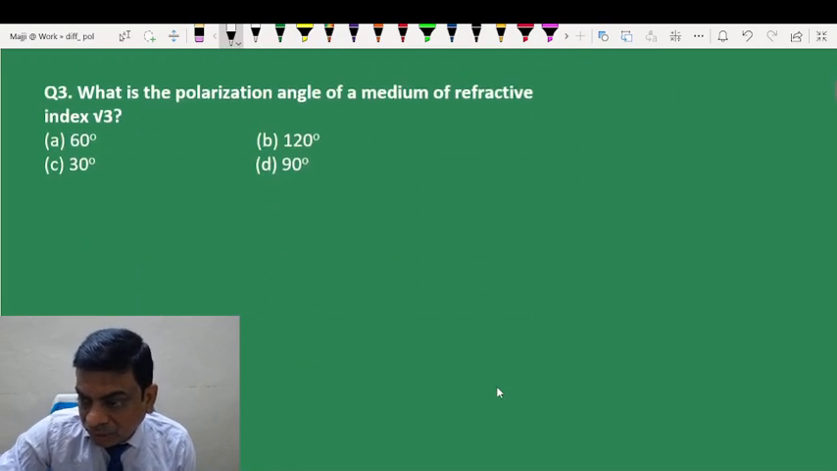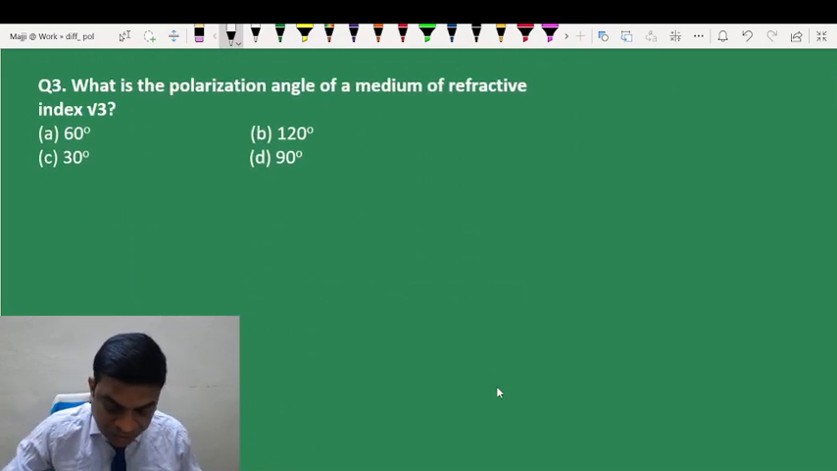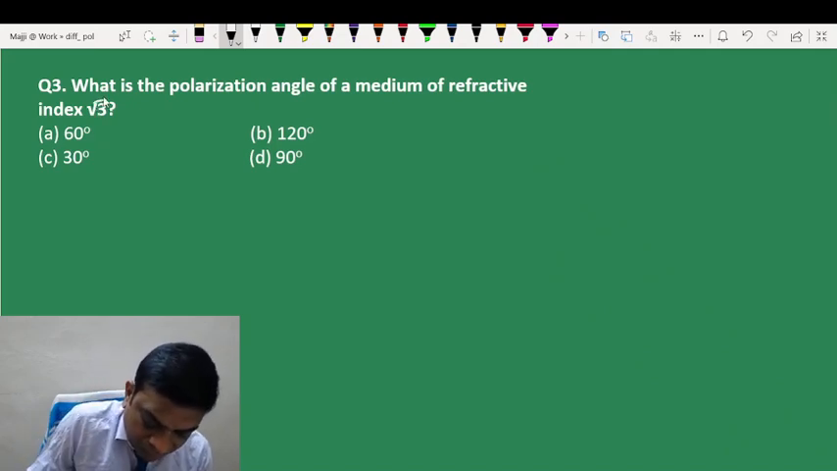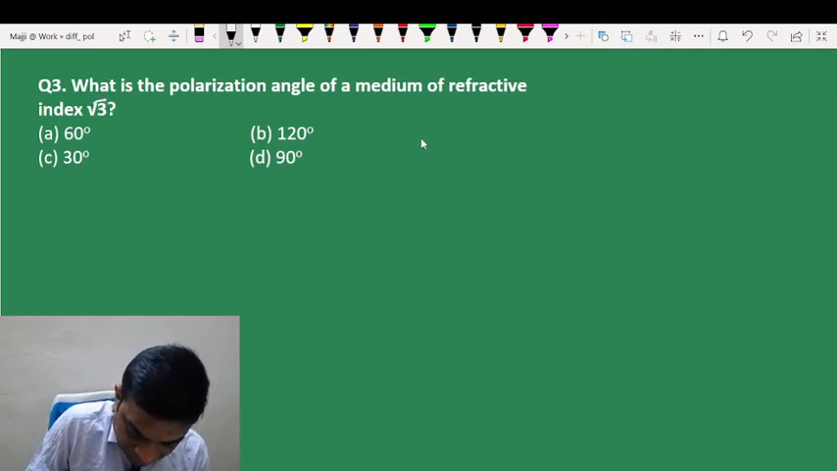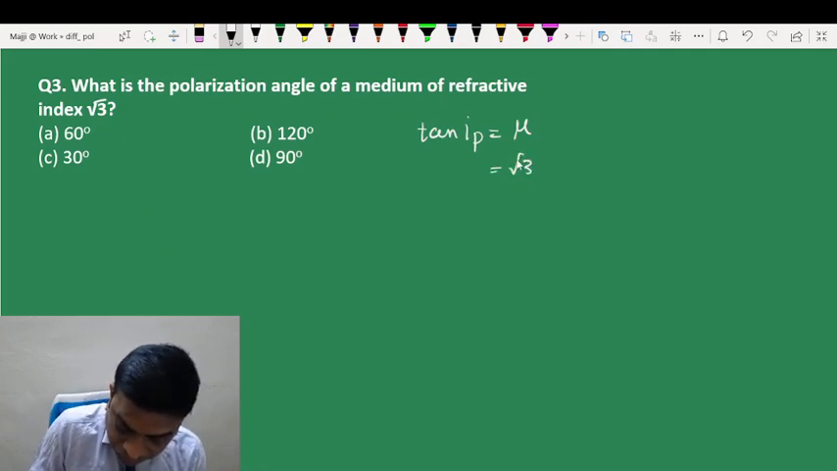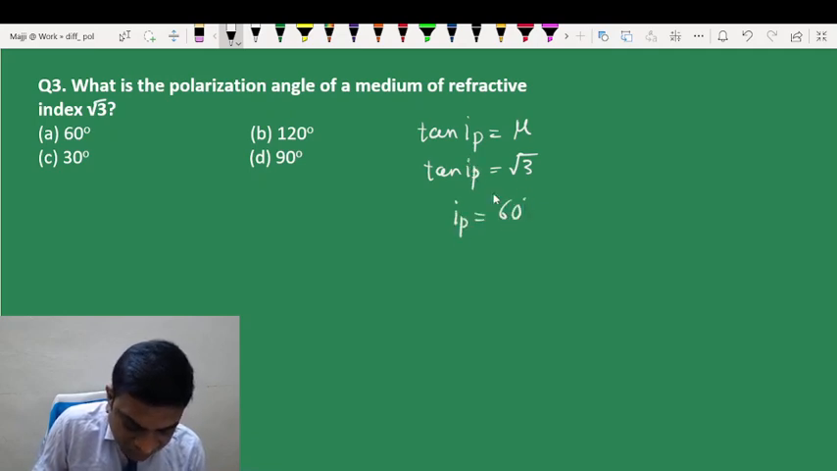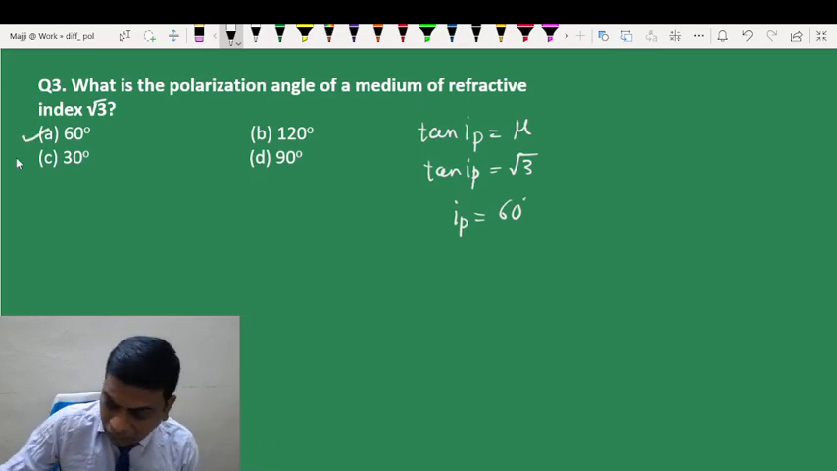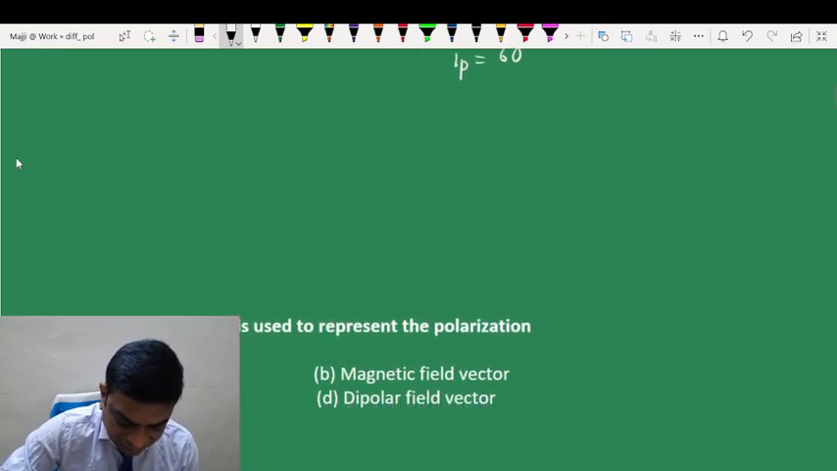Anyway, coming to question 3, what is the polarization angle of a medium of refractive index root 3? We know that tan of polarizing angle is equal to mu. The other medium is supposed to be air. So whose angle tan is root 3? We know 60 degrees tan is root 3. So polarizing angle is 60 degree.